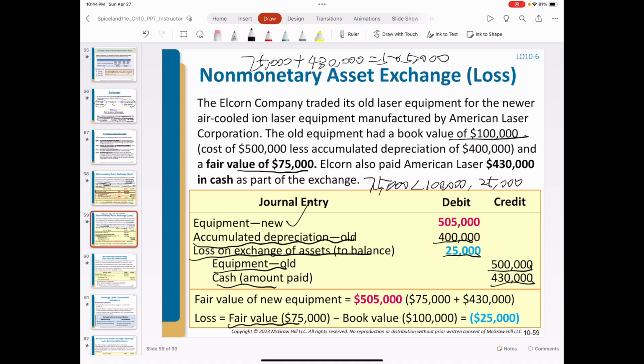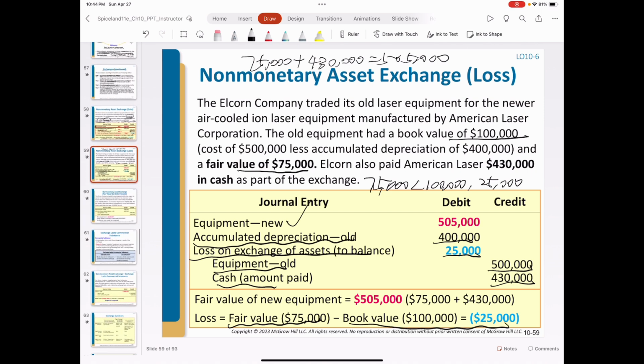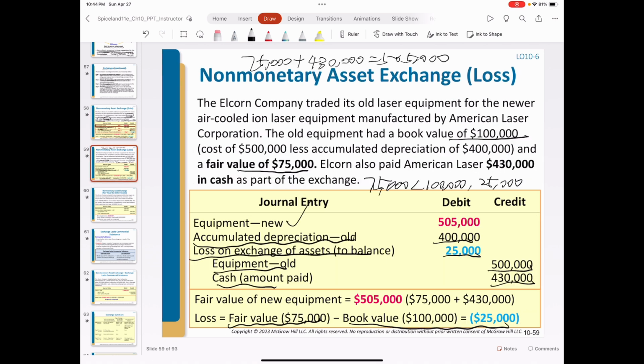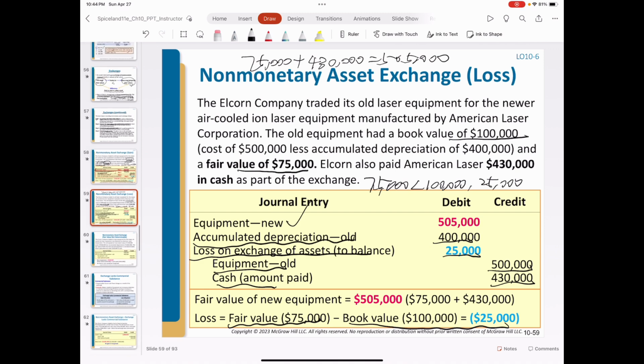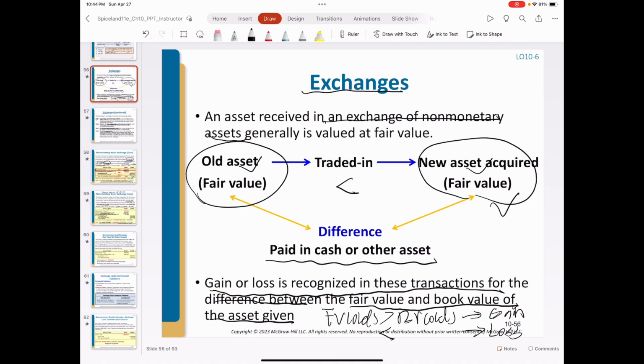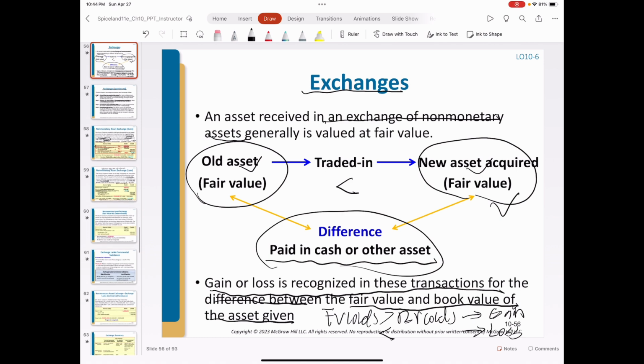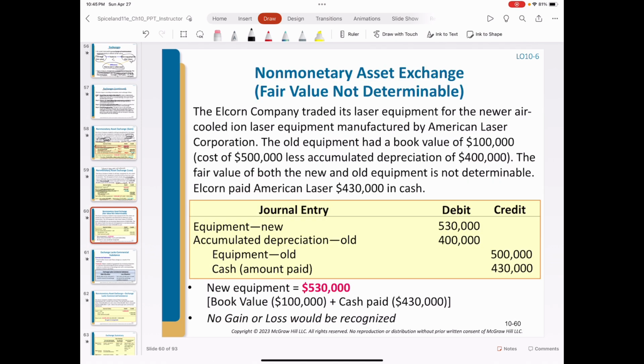Why is it a loss? Because fair value is less than book value. The difference is a loss of 25,000. In these two examples, we can determine the fair value of new assets because, based on this framework, the fair value of new assets equals the fair value of old assets and the adjustment for cash payments or cash receipts. But sometimes we may not be able to get the fair value, or fair value is not determinable.